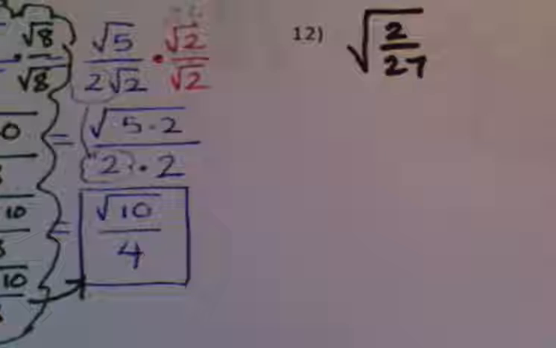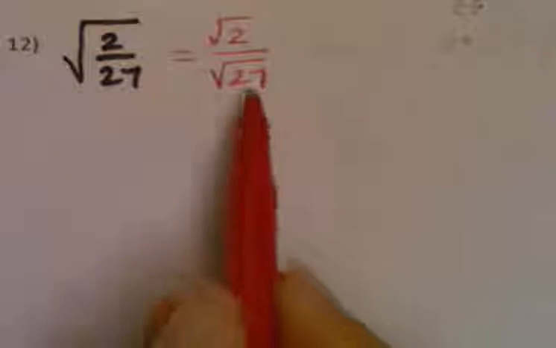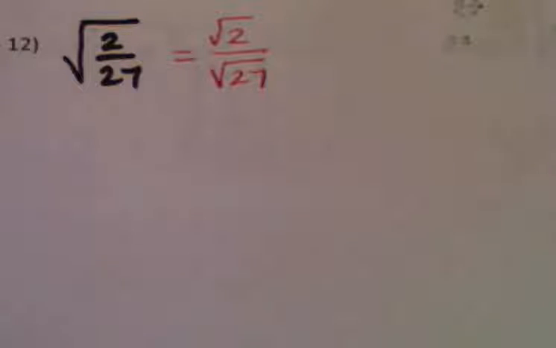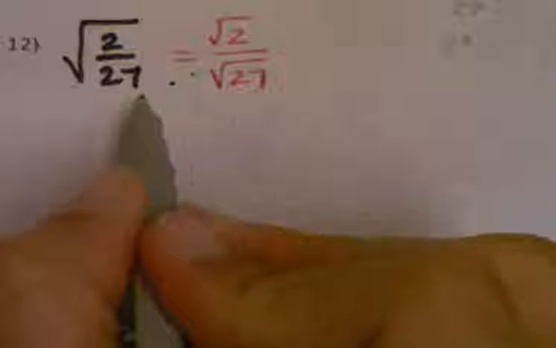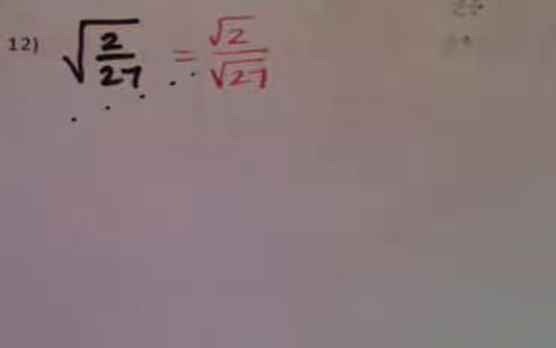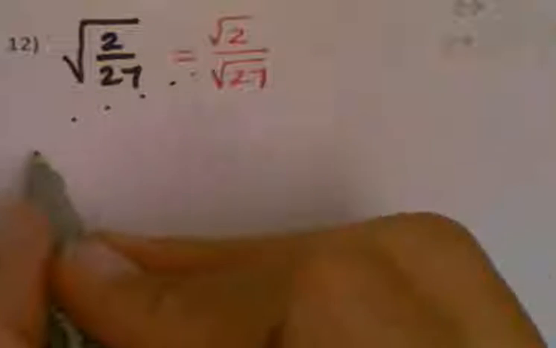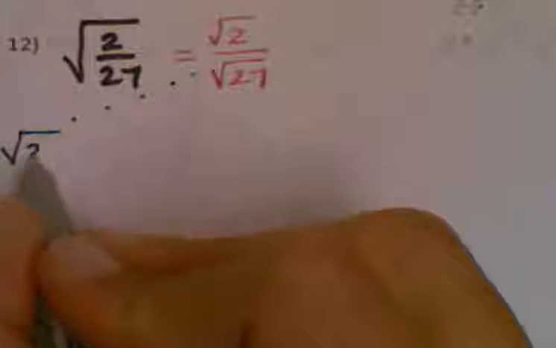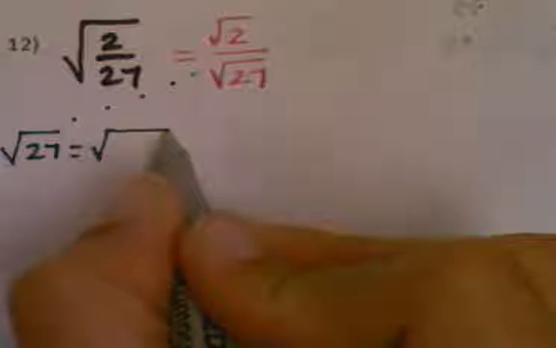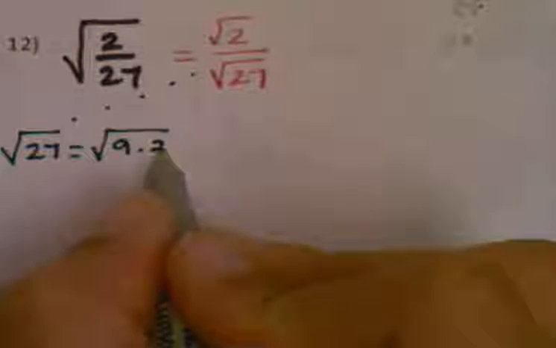Okay, so our last problem, we have the square root of 2/27. So let's try this the way that we did this first one. We're going to start by splitting the square root of 2 over the square root of 27. But then 27 we can simplify. So you can try to do a factor tree if you want to. Or you can try to do it the way I did square root of 40. I can think of the square root of 27 as the square root of 9 times 3.